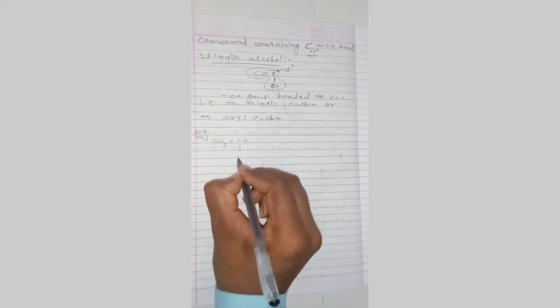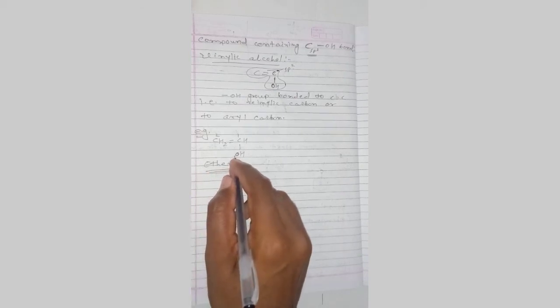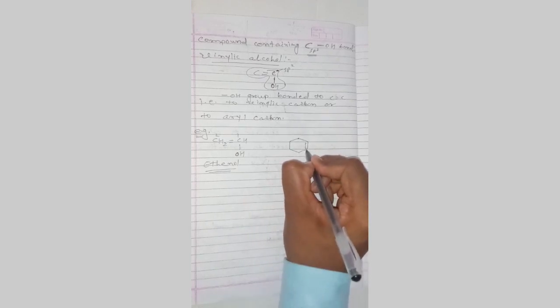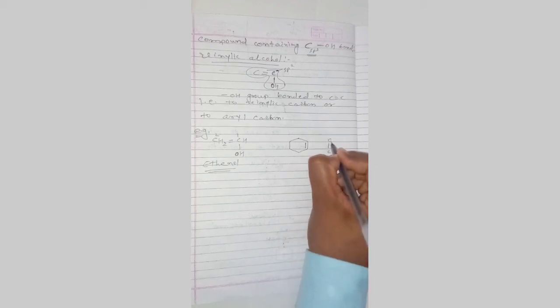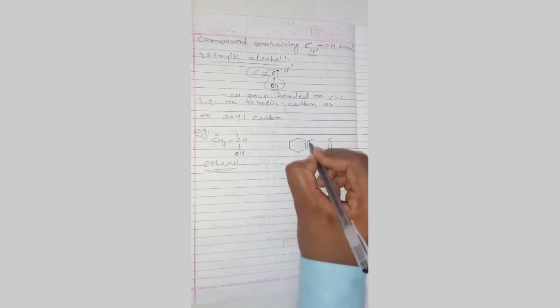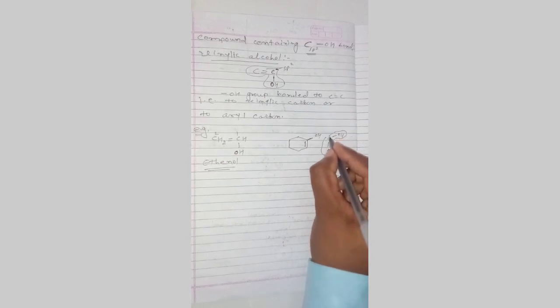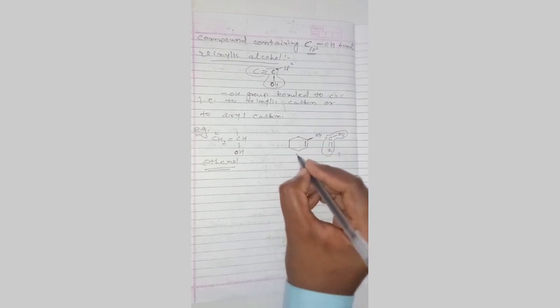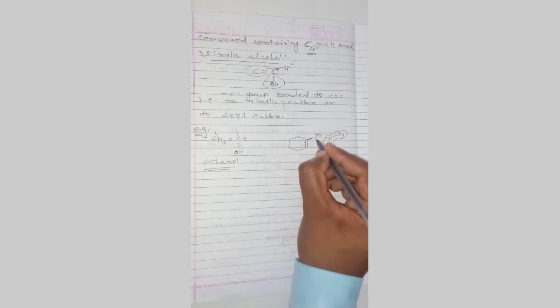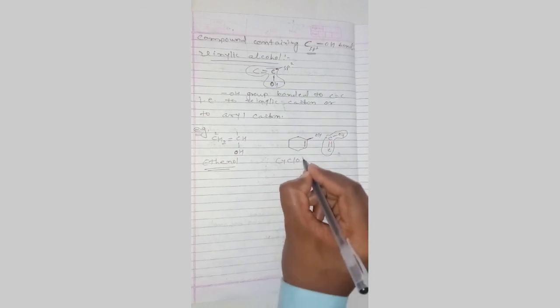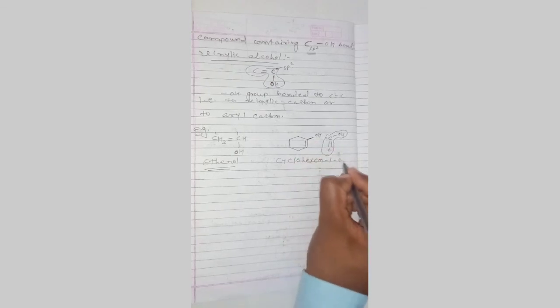For example, here suppose CH2=CH and OH, here 1 and 2 and OH group. So according to this, its name is ethenol. And for the cyclic one, here carbon-carbon double bond, and with this carbon the hydroxyl group is bonded. Okay, this is the vinylic position, this cyclohexene and OH group, so it is said to be cyclohexen-1-ol, cyclohexenol.